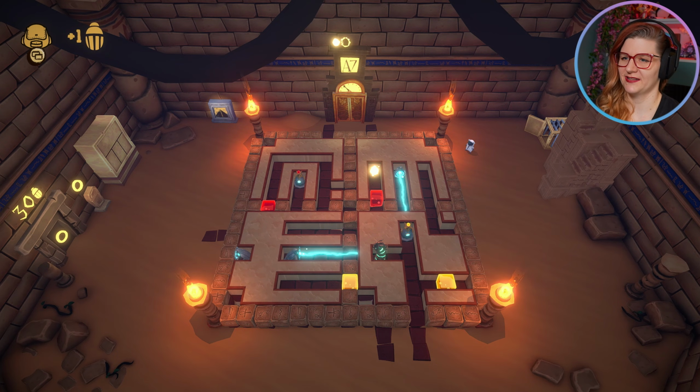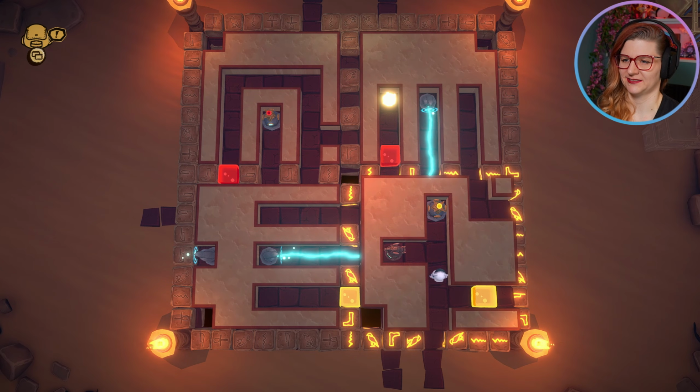And now for the main attraction of this room. We already have one light collected here, so we just have to get one more from within the maze.